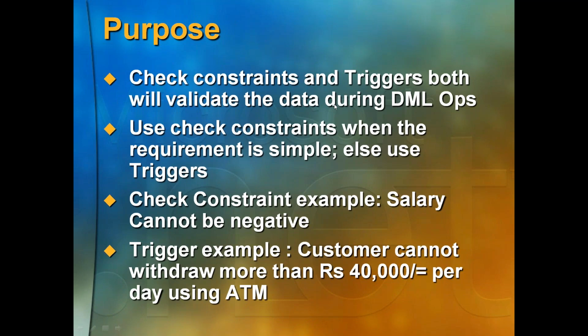Check constraints and triggers both will validate the data during the DML operations. It means when the insert happens, the trigger gets fired, the check constraint gets fired, and it will validate the data. When insert, update, delete happens. Use check constraints when the requirement is simple, else go for a trigger. Check constraint example: salary cannot be negative. Trigger example: a customer cannot withdraw more than 40,000 rupees or dollars per day using an ATM machine.